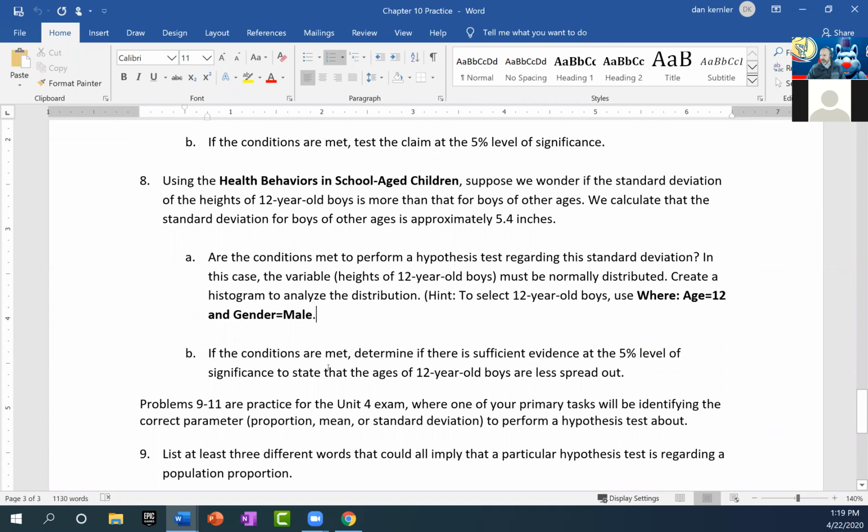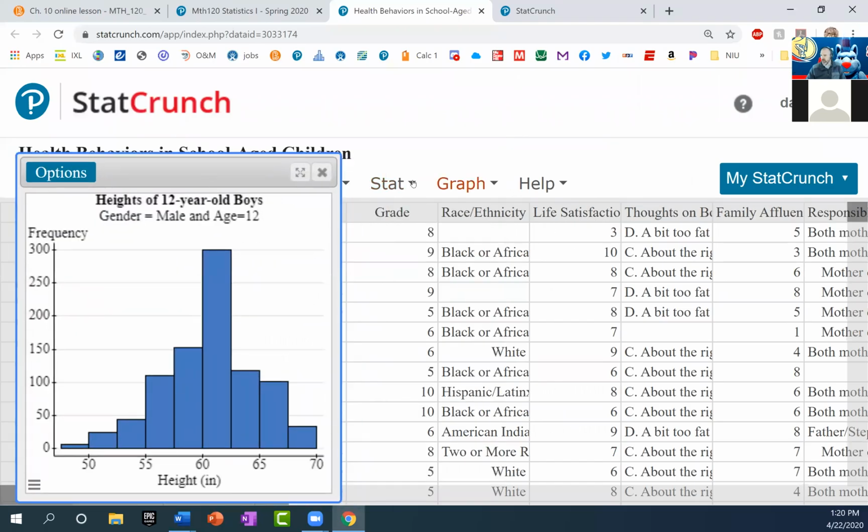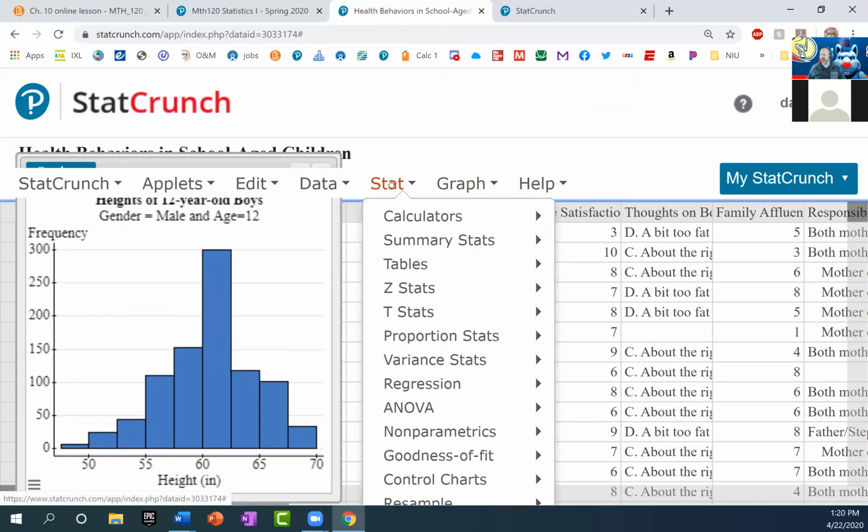Is there sufficient evidence to state that the ages of 12-year-old boys are less spread out? So that means we think the standard deviation is less. So let's go to StatCrunch. Where do we go to do tests about standard deviations? There's nothing on here about standard deviation.